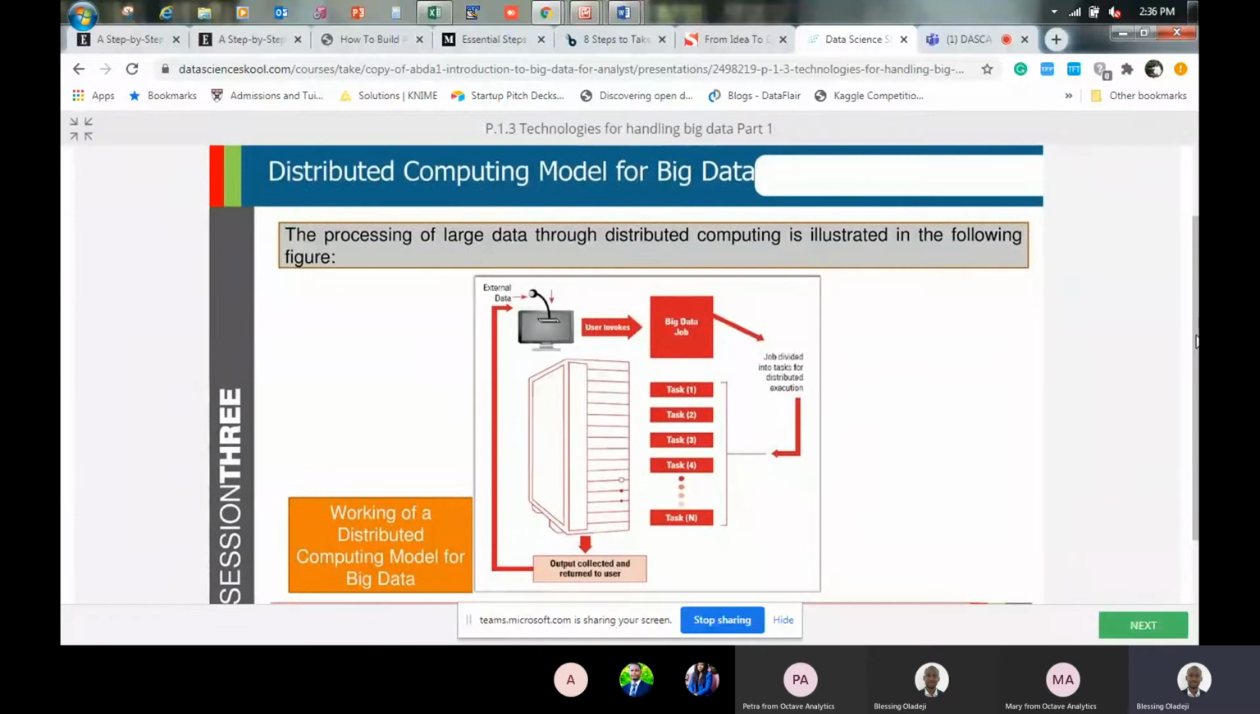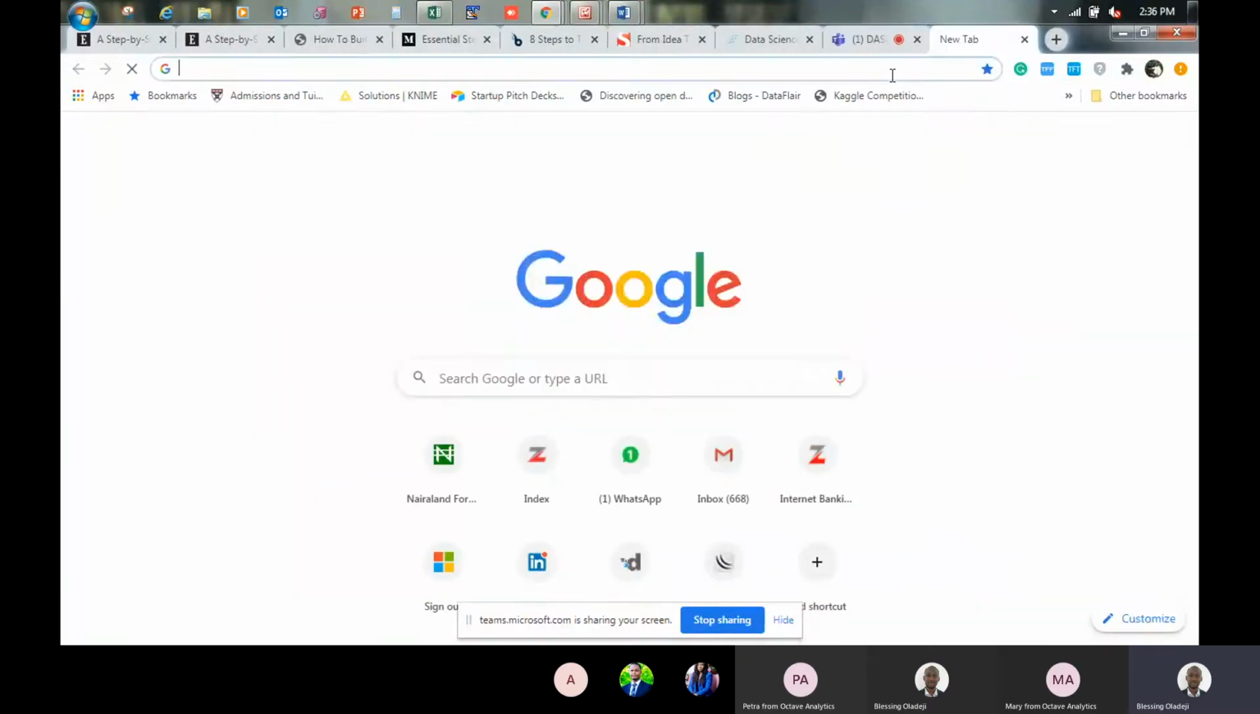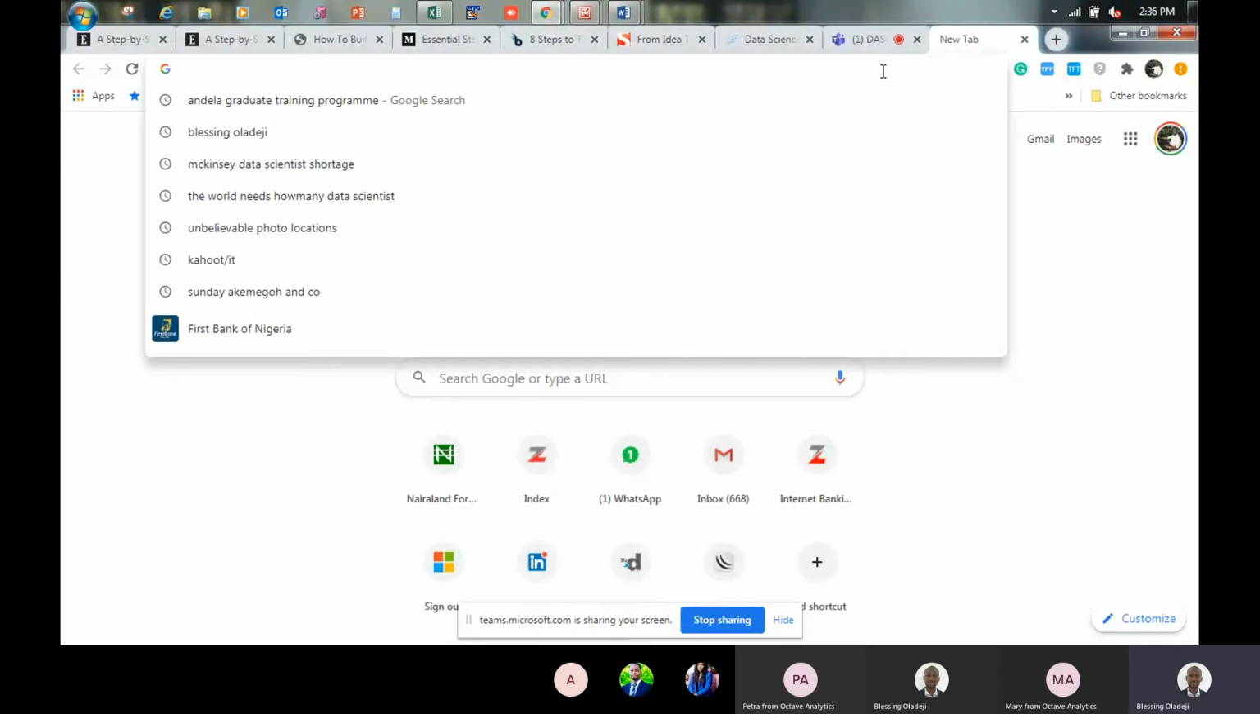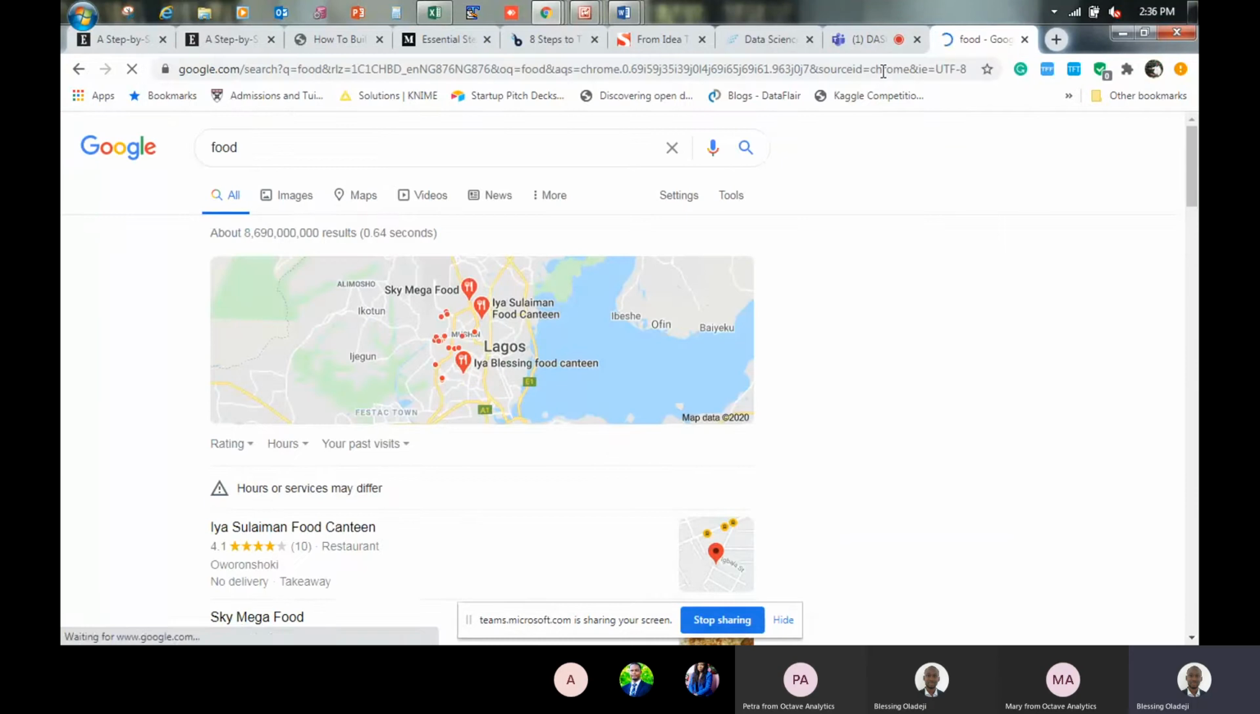Yesterday, in an example, I searched for the word food and it returned back 8.6 billion responses within 0.64 seconds. The question is, is this 8.6 billion responses coming from one single computer? No, it's not coming from one single computer. It's coming from clusters. It's coming from multiple computers.